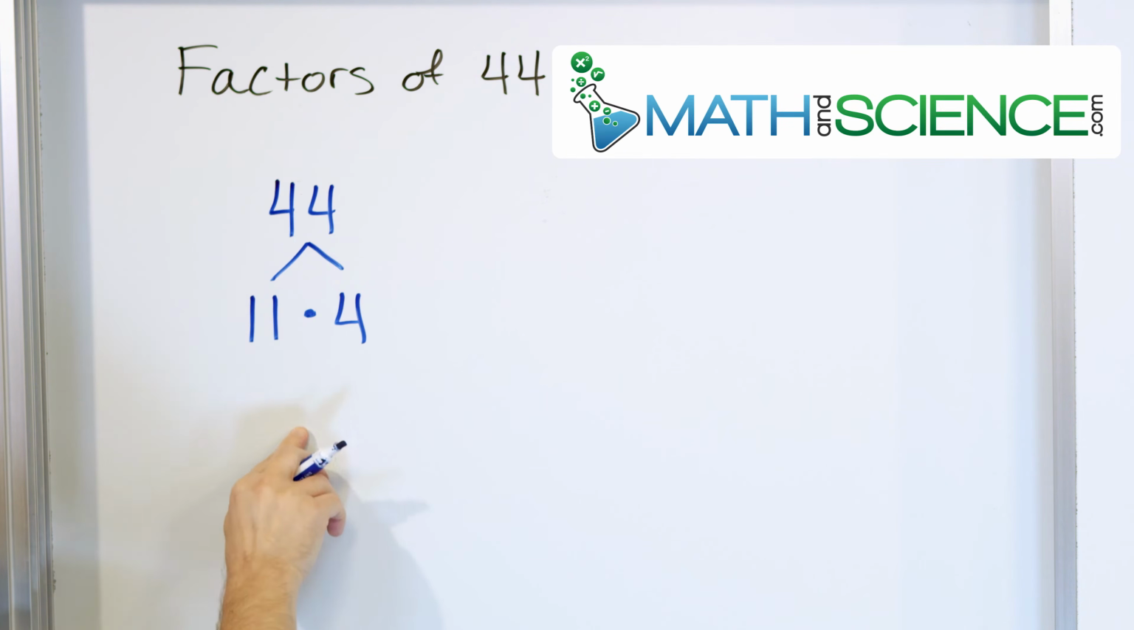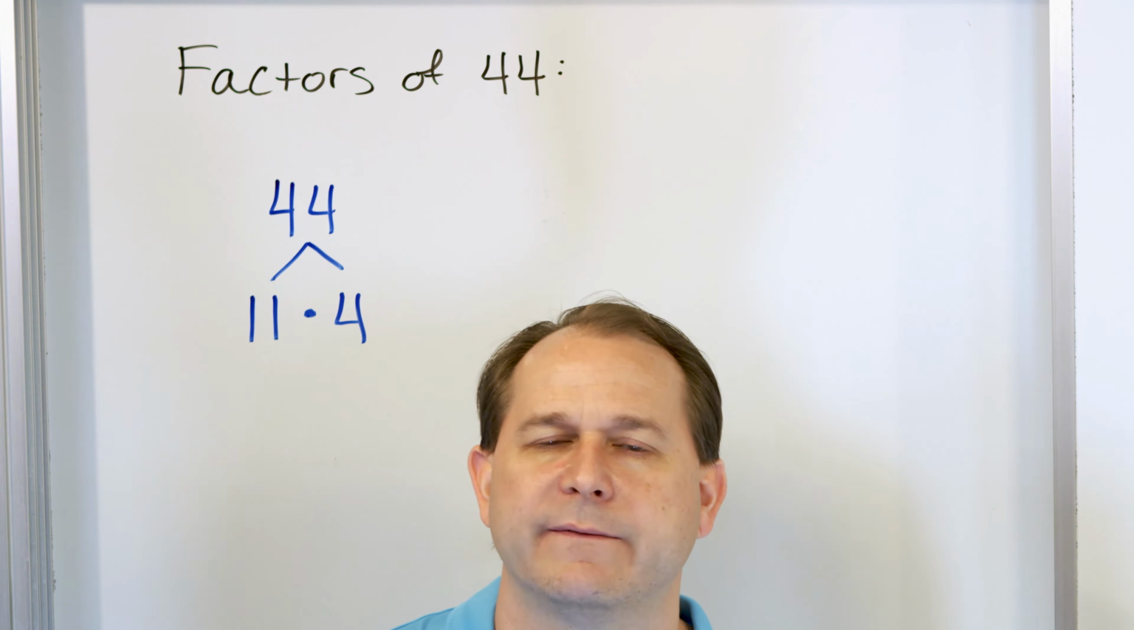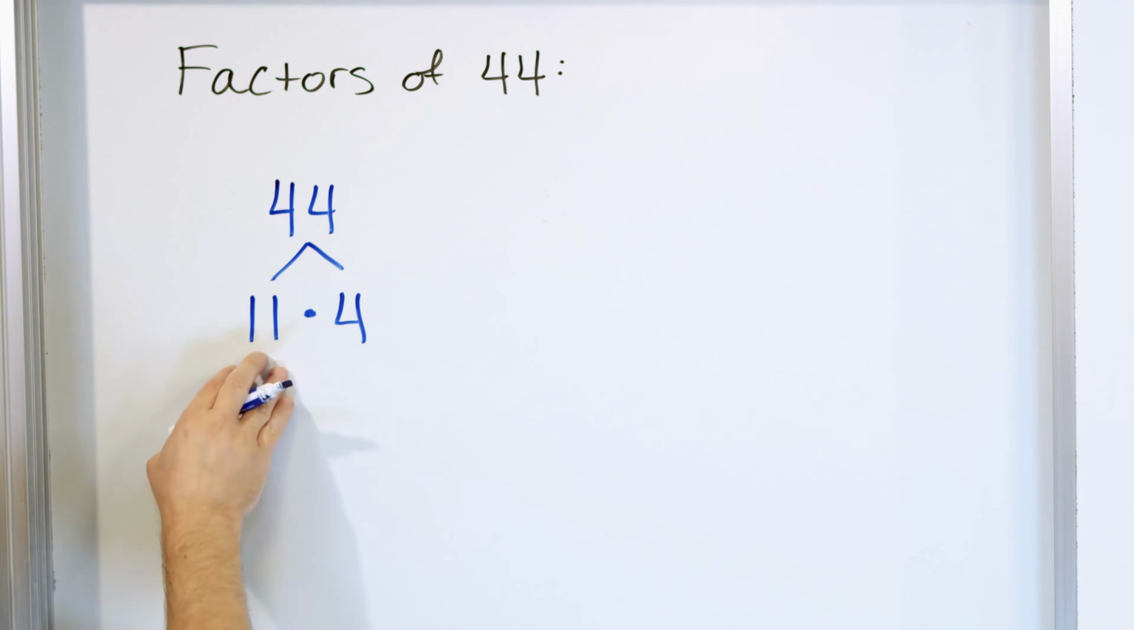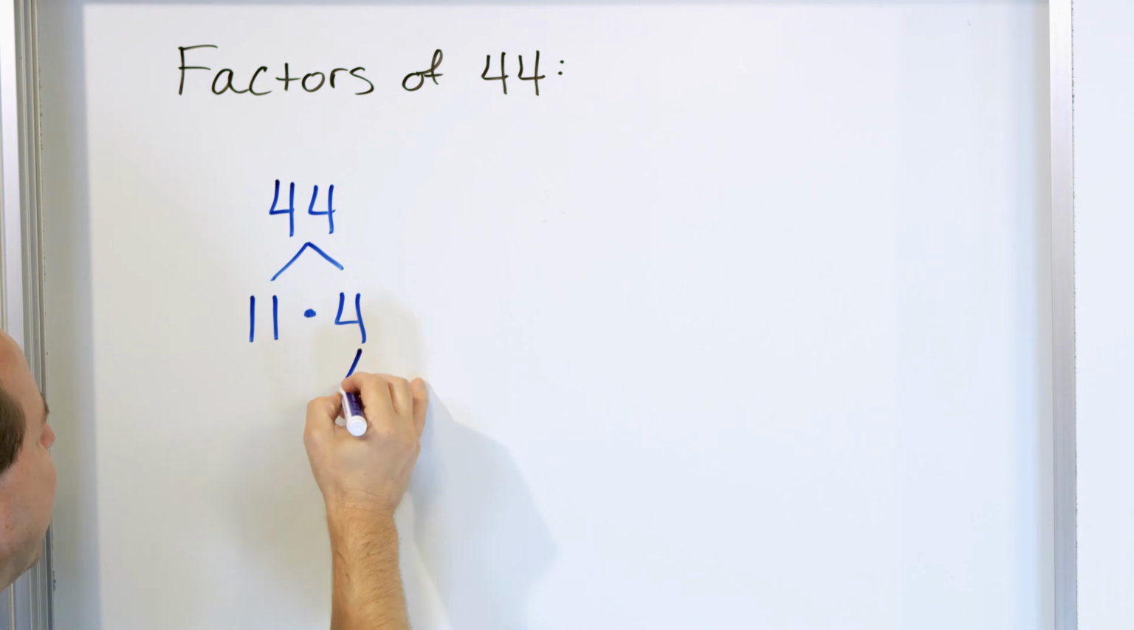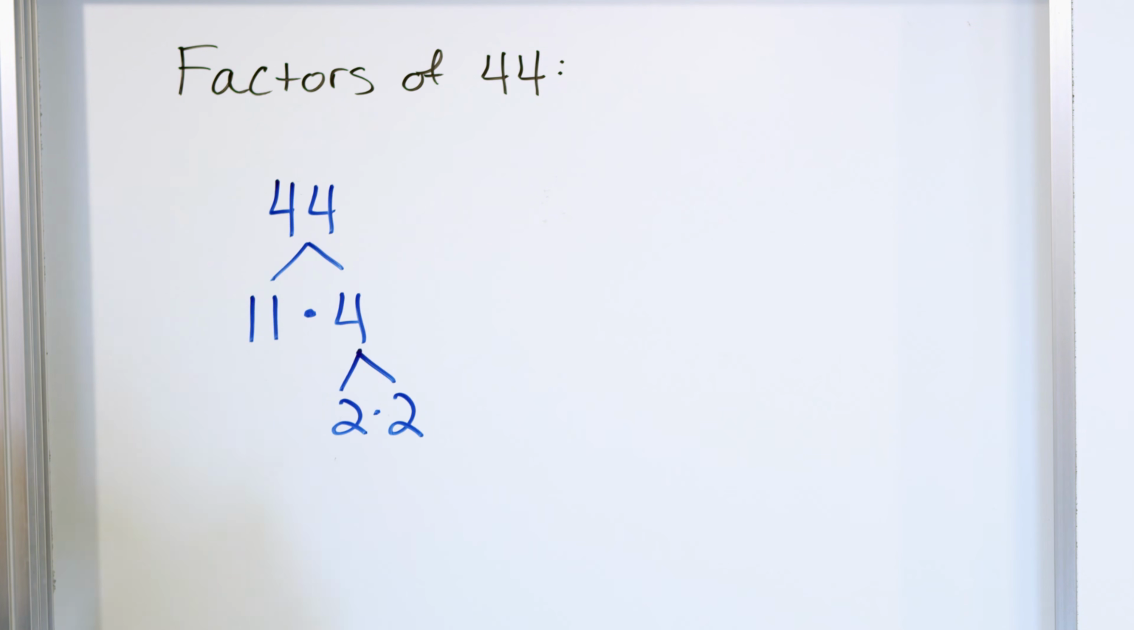Now, 11 I can't really break out anymore because all I would have under there would be 1 times 11. That's all I can come up with to make 11, so I'm not going to do that. It doesn't give us any new information. But the 4, you can write as 2 times 2. Now the 2's you really can't break up either because that would just be 1 times 2 underneath each one of those. So this is as far as I want to take the tree.